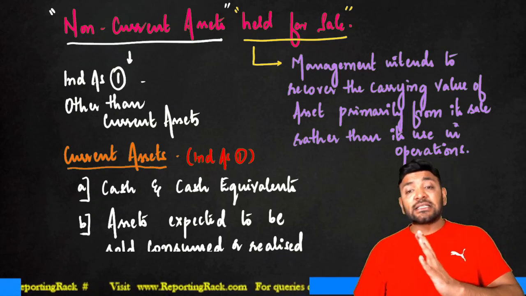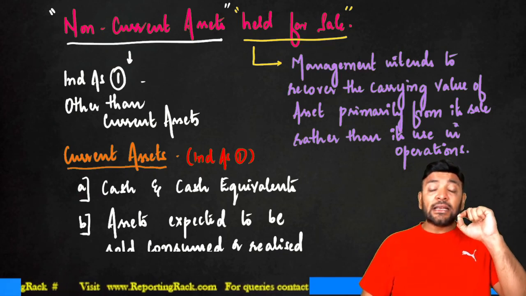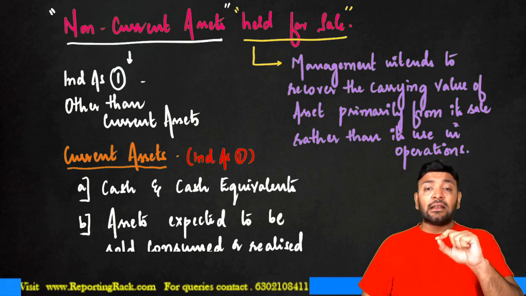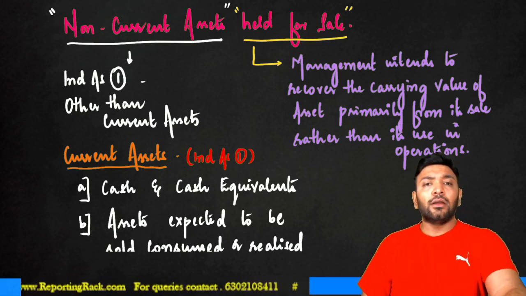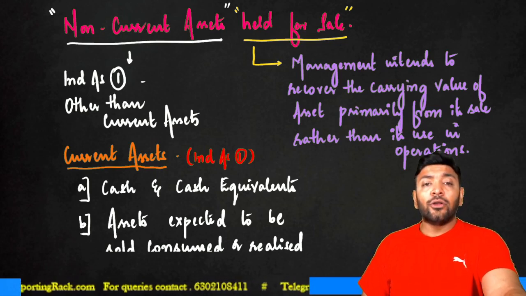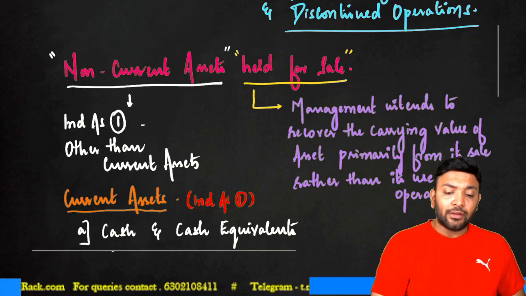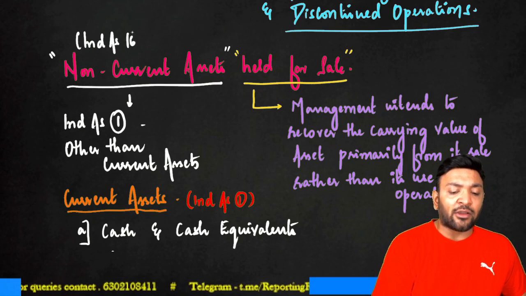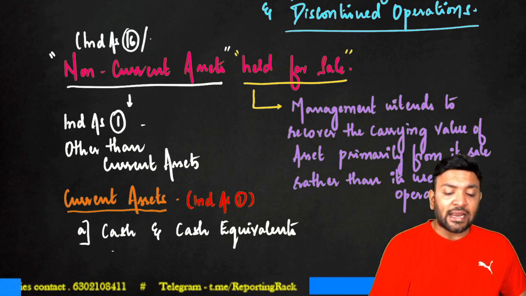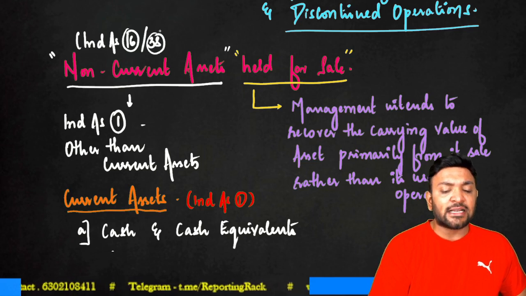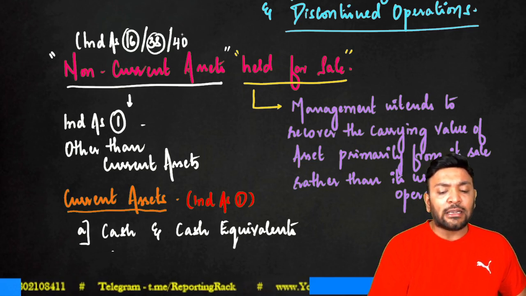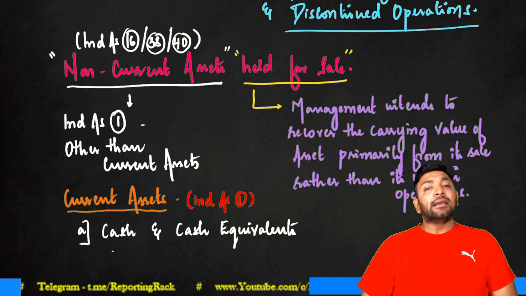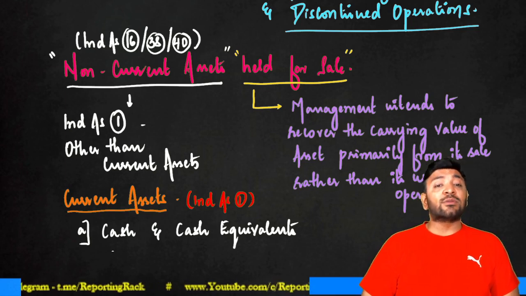When do you call these non-current assets held for sale? When the management is intending to recover benefits or the carrying value of the asset from the sale of the asset and not from the use of the asset. Guys, broadly, non-current assets can be contained under Ind AS 16 as property, plant and equipment, or under 38 as intangible assets, or under 40 as investment property.